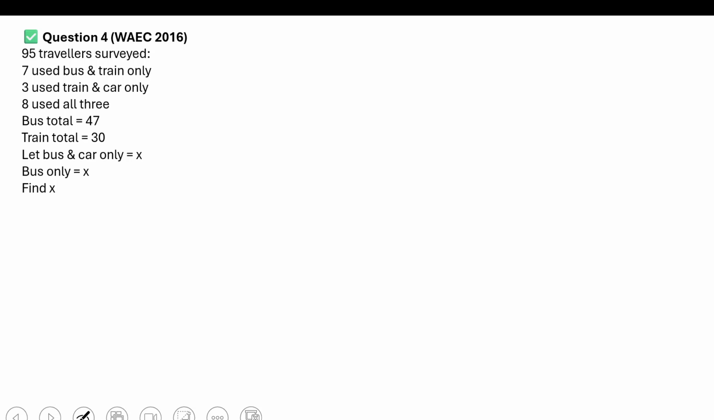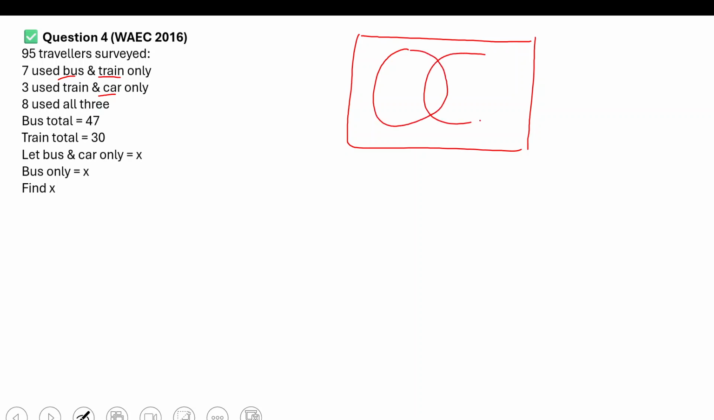from here, we know that we are seeing 3 different modes of transportation: bus, train, and car. So B is for bus, T is for train, and C is for car. So let me just draw another Venn diagram here, just to represent what we are talking about. So I have bus, train, and car. It says 7 use bus and train only. So bus and train, I put 7 here.